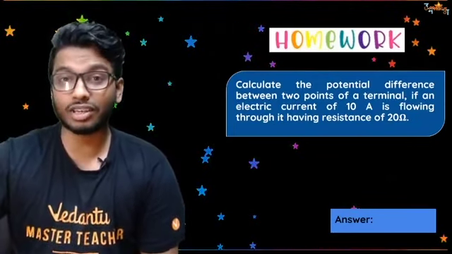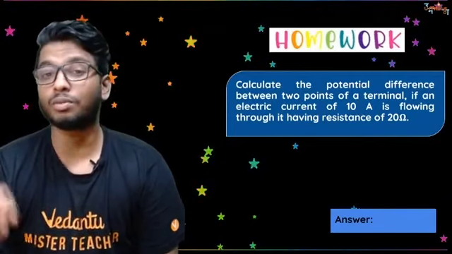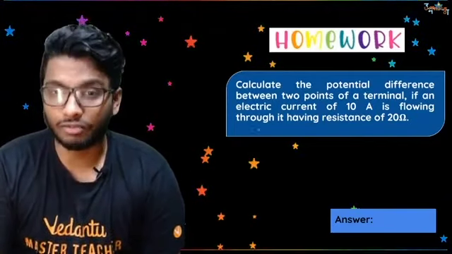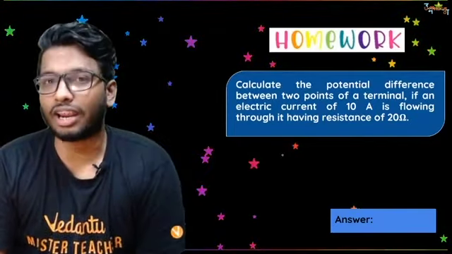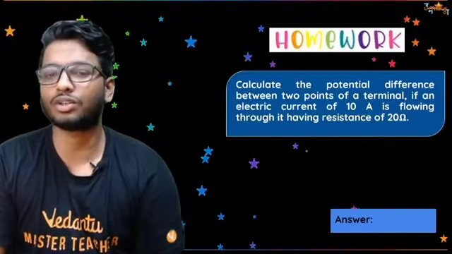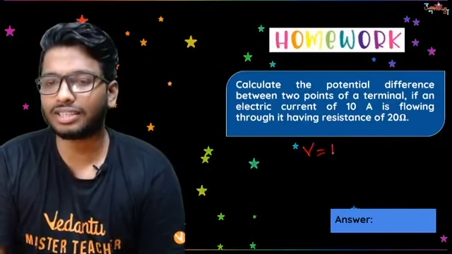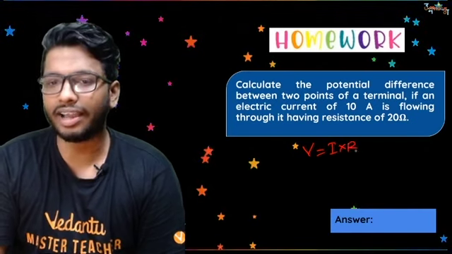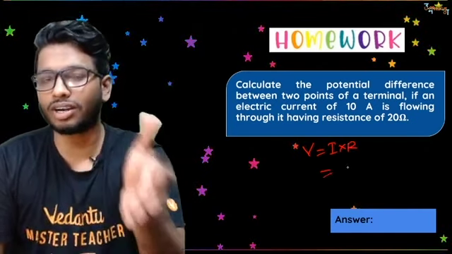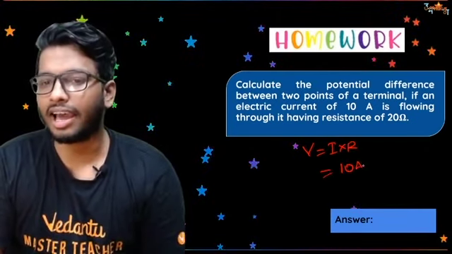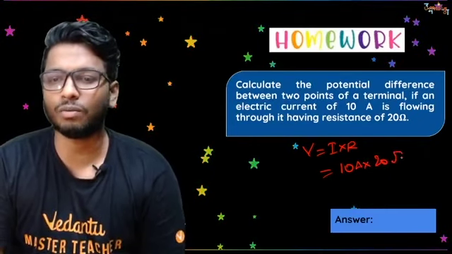So they've given you the current, they've given you the resistance. You're supposed to find out the potential difference. Now, it's a very straightforward question. I would suggest you guys to go with Ohm's law. So V is equal to I into R, or IR. So in this case, they've given you the current, that is 10 amperes, and they've also given you the resistance, that is 20 ohms.